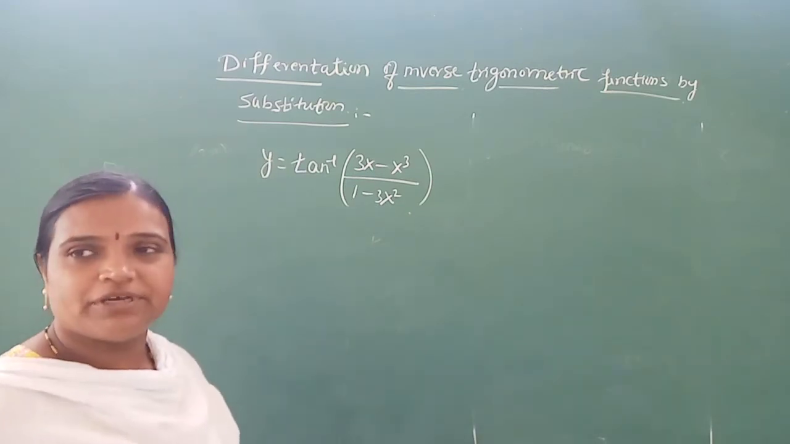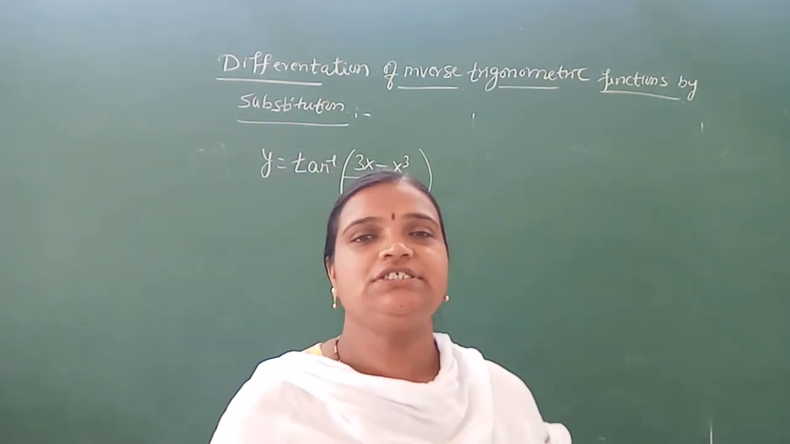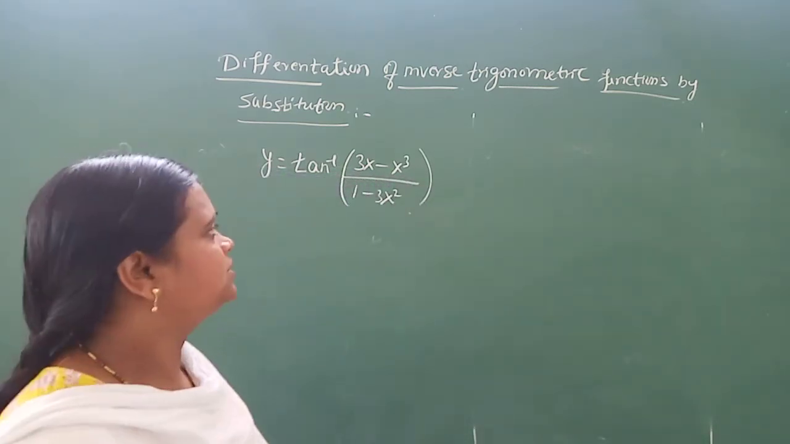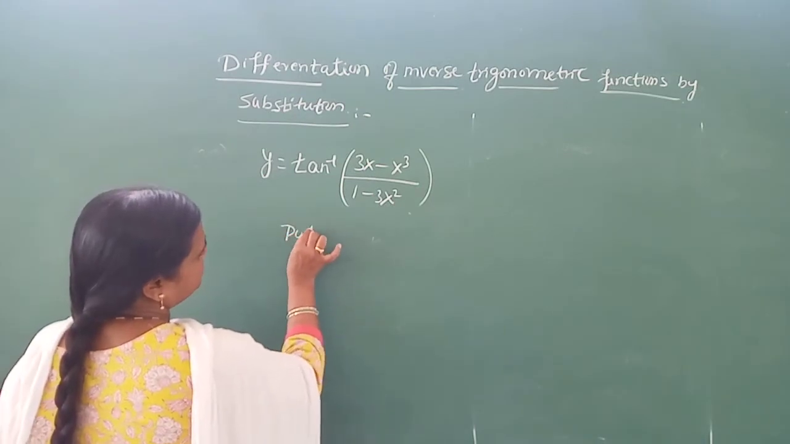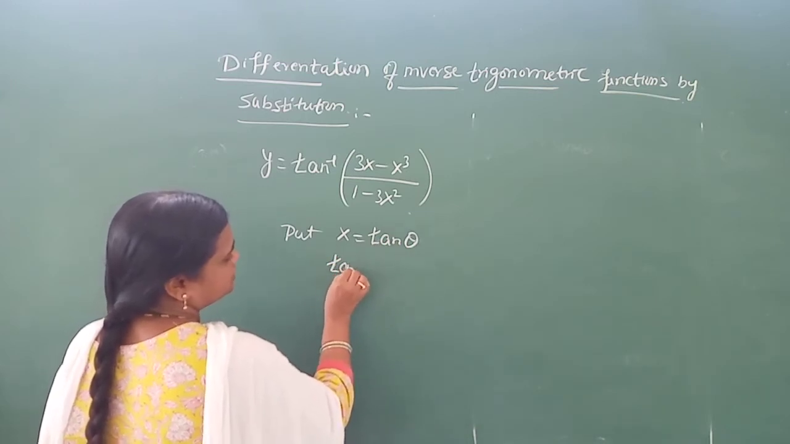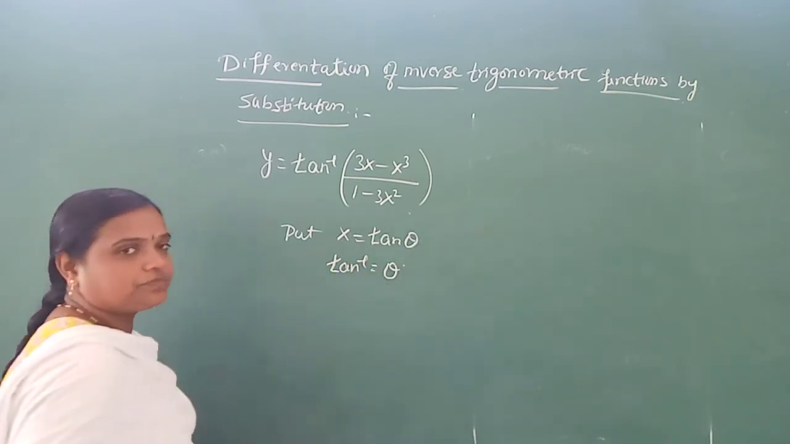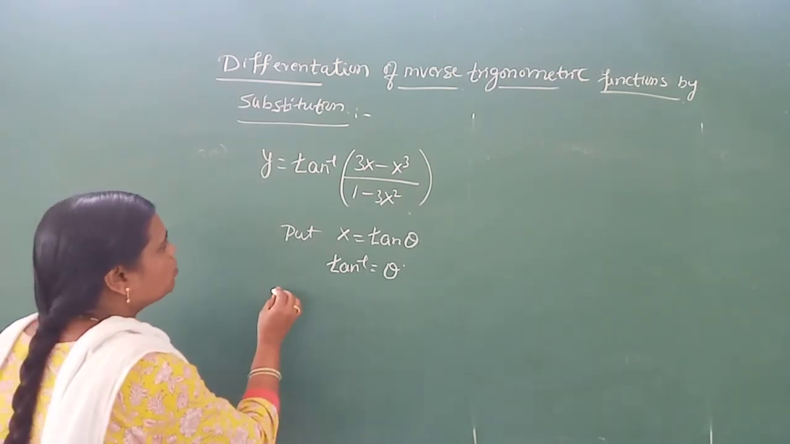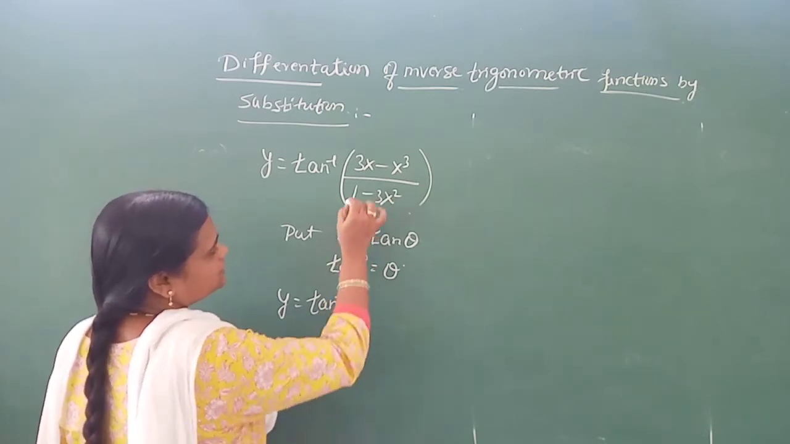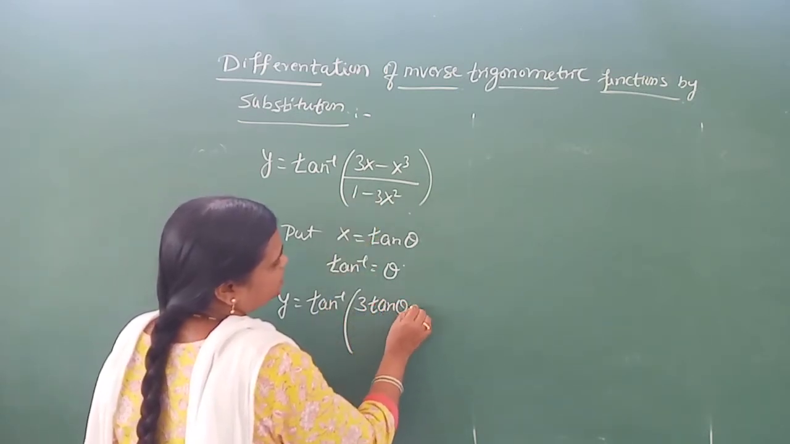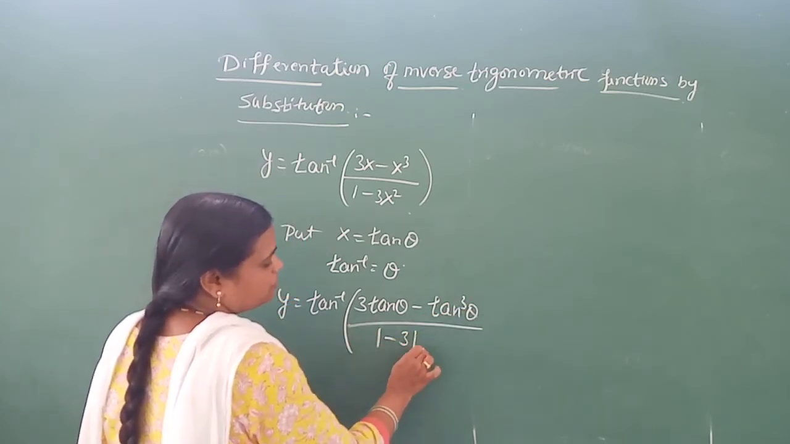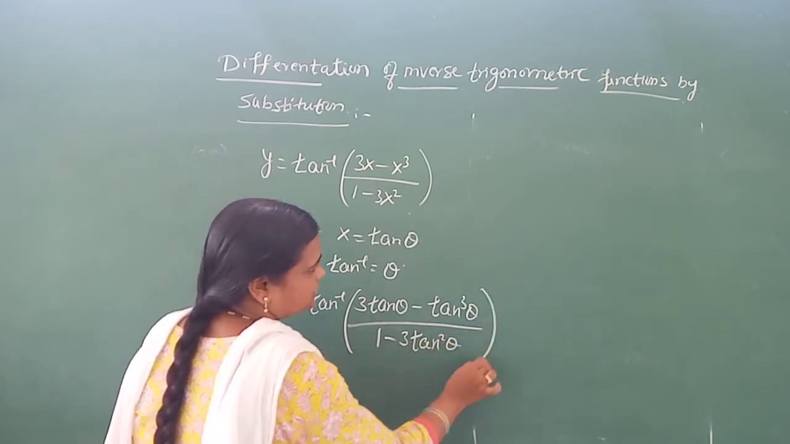As usual, the very first step is to substitute x equals tan theta. If tan does not hold good, next we can go for cos, and next for sin. We will substitute: put x equals tan theta. Then we get tan inverse x is theta. Substituting here, y equals tan inverse of (3 tan theta minus tan cube theta) divided by (1 minus 3 tan square theta).